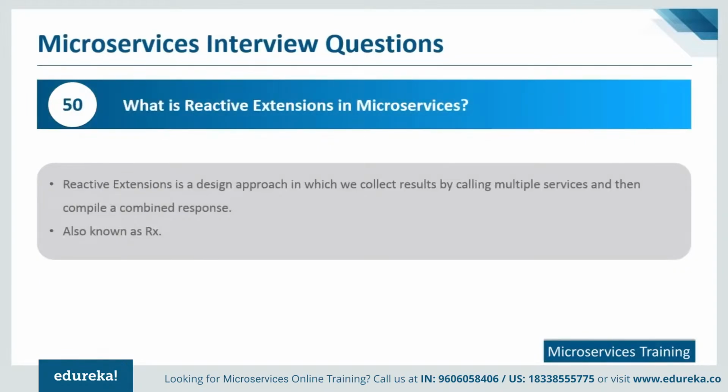So this brings us to the last question of today's session, that is, what are reactive extensions? Now, reactive extensions are an approach which lets you collaborate your results. What they do is they collect all the results from multiple services, and then they combine or compile these results together to give you a combined effect. There is a short abbreviation that is used for it, which is called Rx. So yes, this is what a reactive extension is.